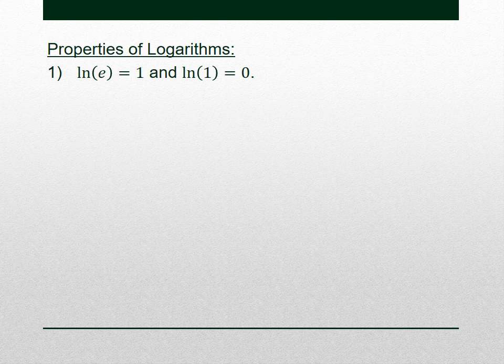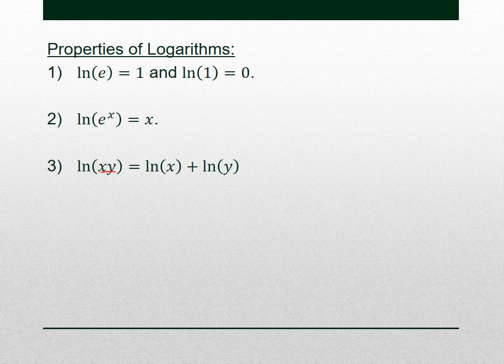So those two things are going to be the first properties of logarithms, that the natural log of e is 1 and the natural log of 1 is 0. We also have that the natural log of e to the x is x, and so that's where you can think of natural log and e undoing each other. They're inverses. And we have here that the natural log of xy is the natural log of x plus the natural log of y. So if you're multiplying on the inside, you can break that up and make that addition.